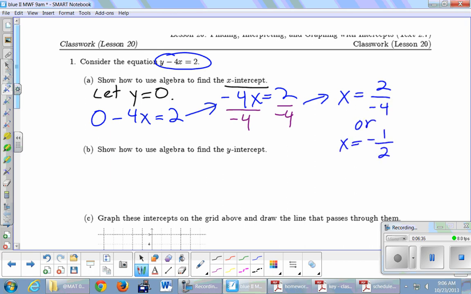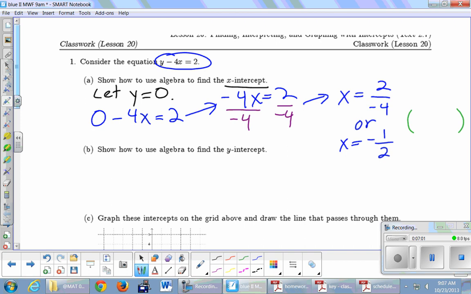Yeah, so we'll go ahead and reduce 2 over negative 4, which is really a half, and I always put my negatives in the front of the number. So the x-intercept is at x equals negative a half. And then I'm going to write the actual coordinates of the x-intercept, and I haven't decided at this moment how picky I'm going to be.